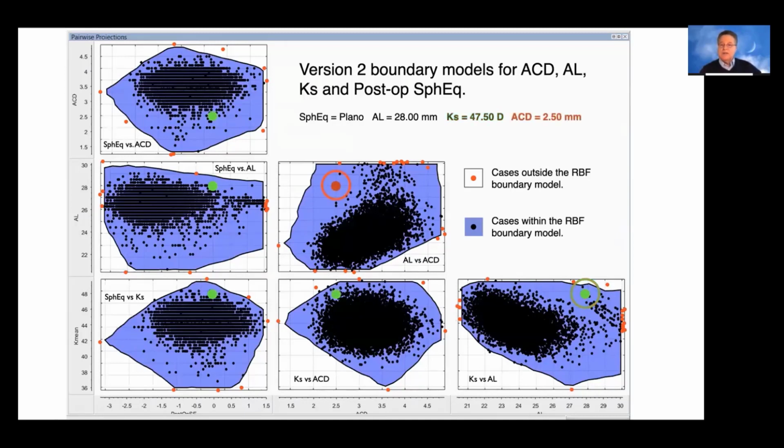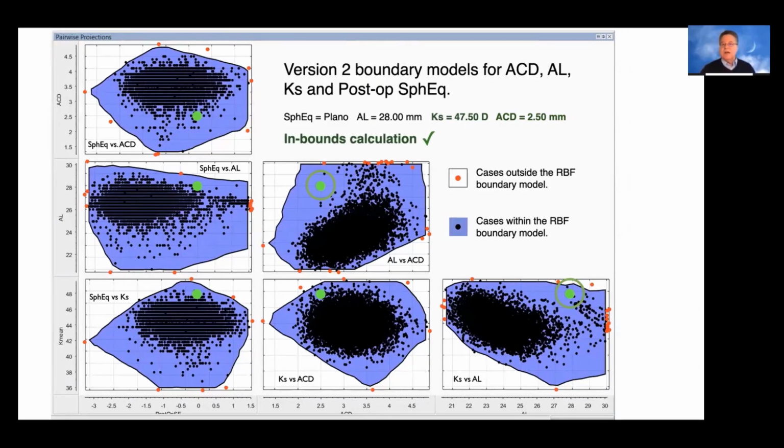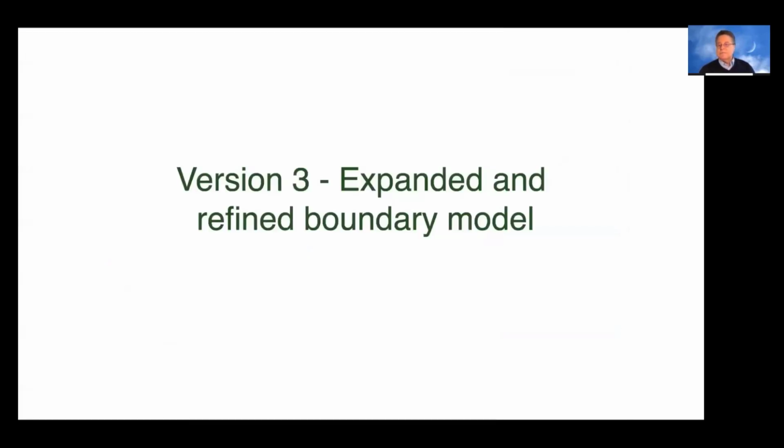Our shallow anterior chamber depth now becomes an inbounds calculation because we have enough data to support the calculation for half diopter accuracy at a 90% level. So as we increase both the amount of the data and the quality of the data, the inbounds calculations increase as well. So let's turn our attention to version 3, and that was released just last month.